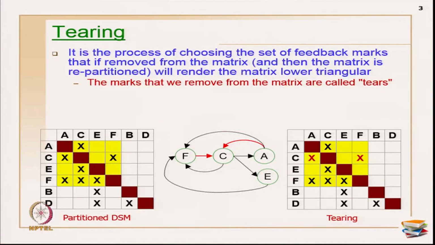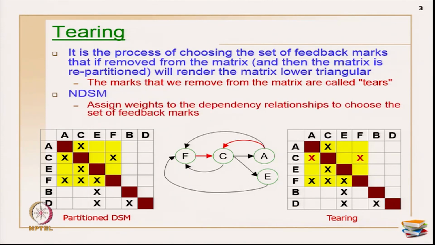It is a process of choosing the set of feedback marks that, if removed from the matrix and the matrix is repartitioned, will make it lower triangular. The marks that we remove are generally called tear marks. In this partitioning example, I have this example in graphical form also, and these are the feedback marks which I am choosing to remove. And how do we do it? One way is to analyze the network, like I will show in the next slide, and choose a set of marks.